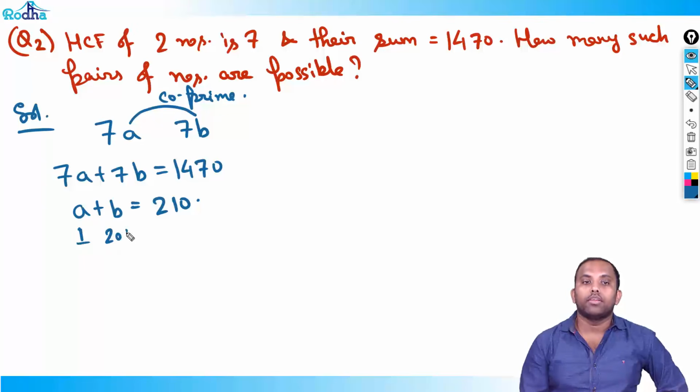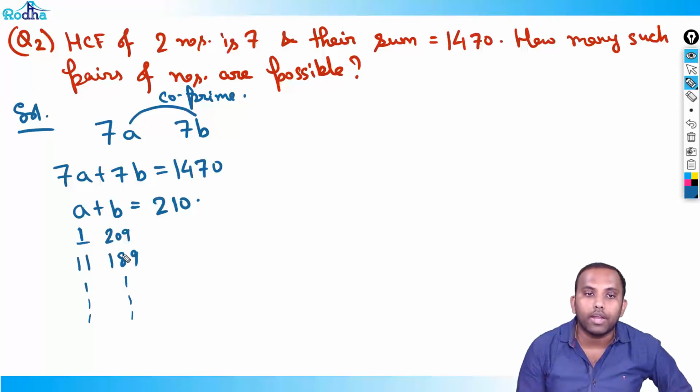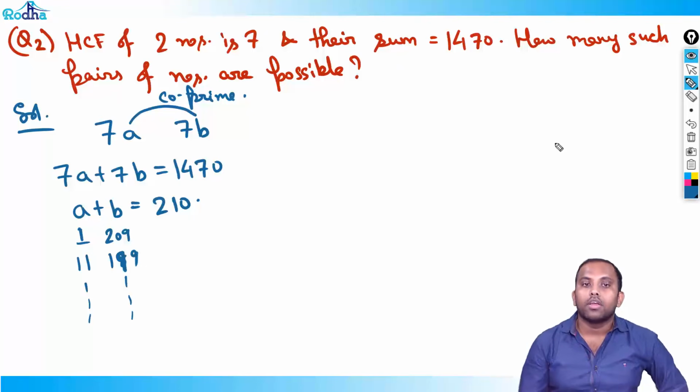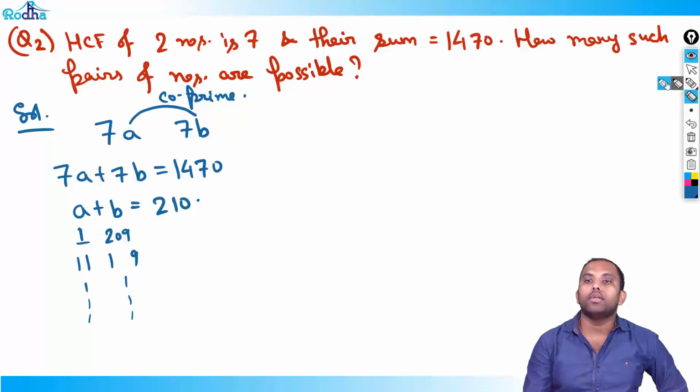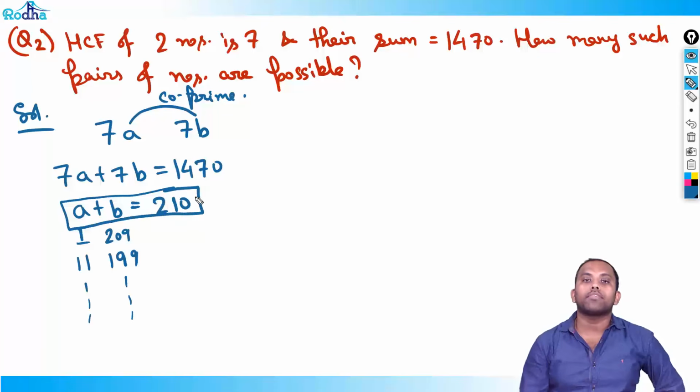1 and 209 is one pair. Then 11 and 199 is another pair. Like this, so many pairs we will get, right? Not possible to count it manually. So we had discussed this concept in Euler number: in how many ways can I express a number as the sum of two co-primes?